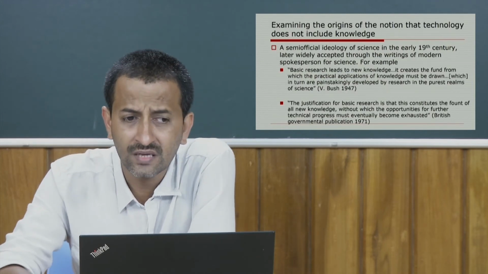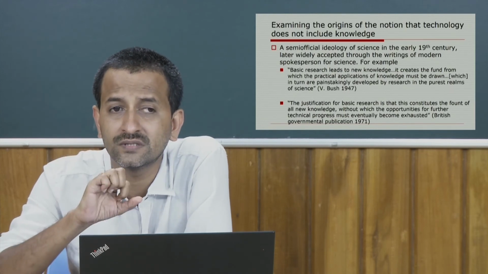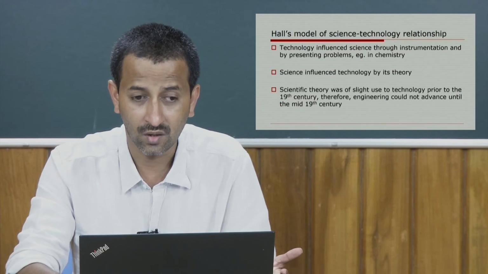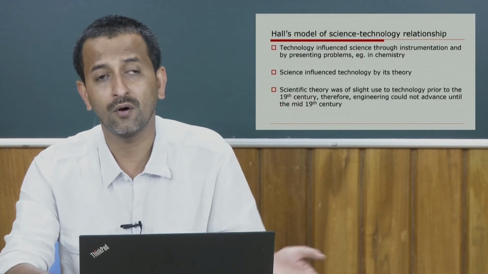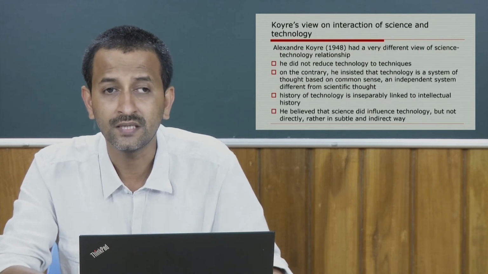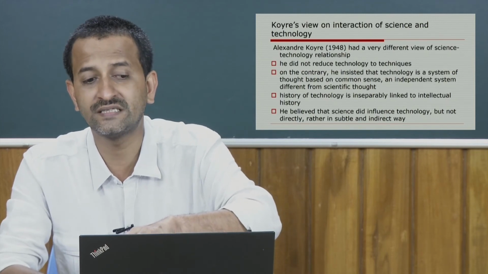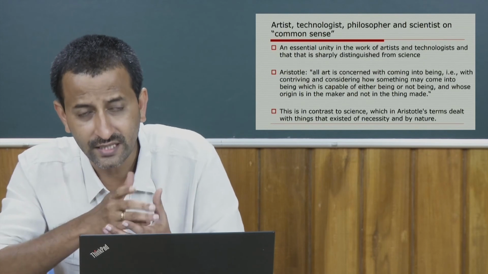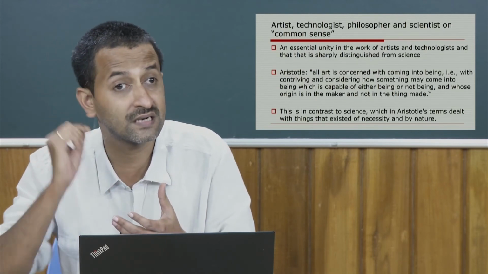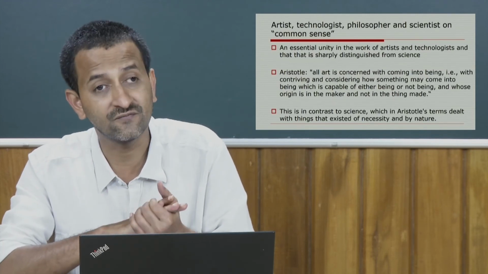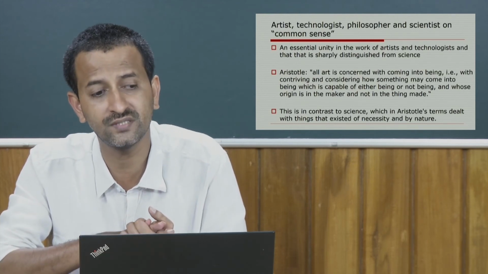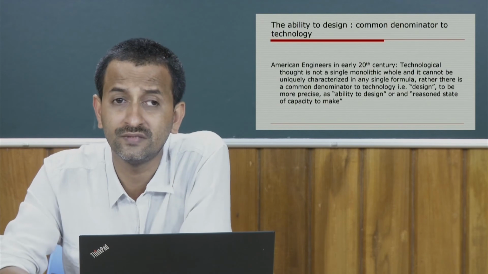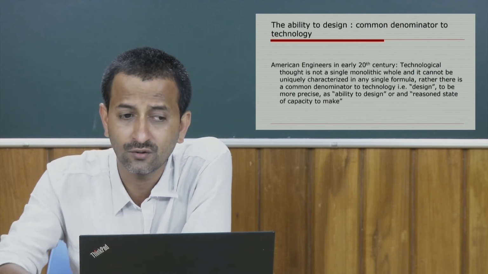Then we tried to examine the origins of the notion that technology does not include knowledge on the one hand, and on the other, how it can also include knowledge. We also discussed Hall's model of science technology relationship in contradistinction with Coe's view on the interaction between science and technology. While looking at classical antiquity, we looked at the Aristotelian version of the relationship of science and technology, and the views of artists, technologists, philosophers and scientists on common sense. The ability to design is a common denominator to technology.